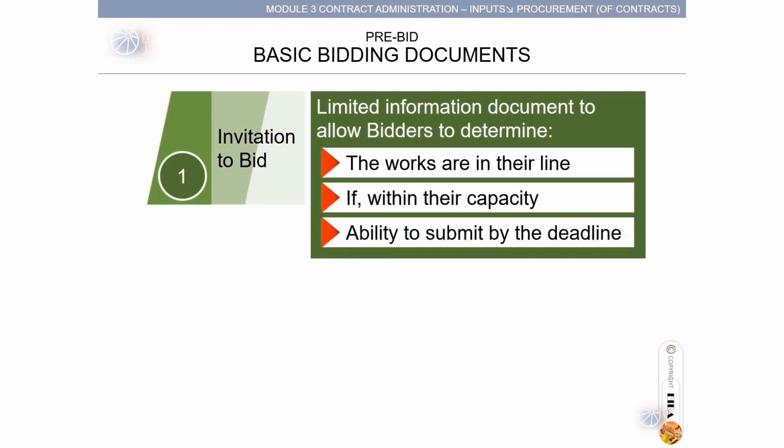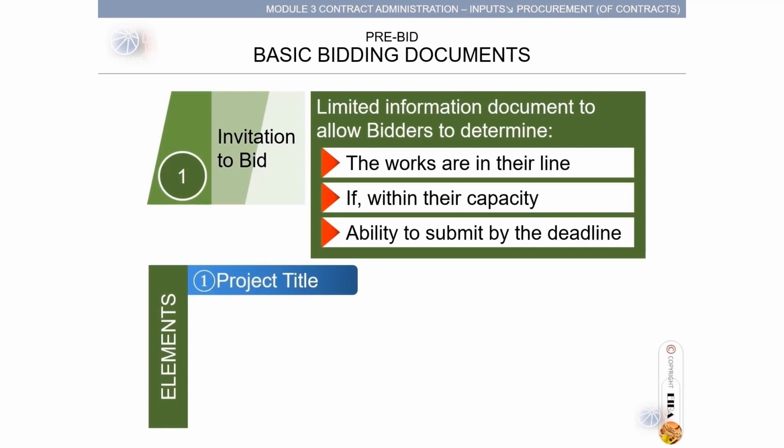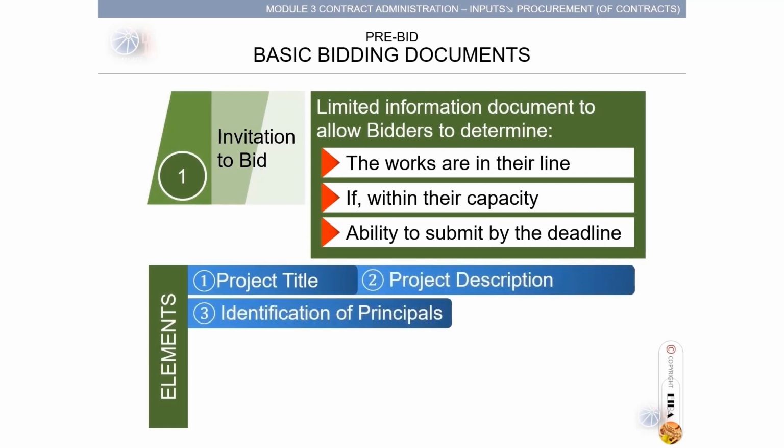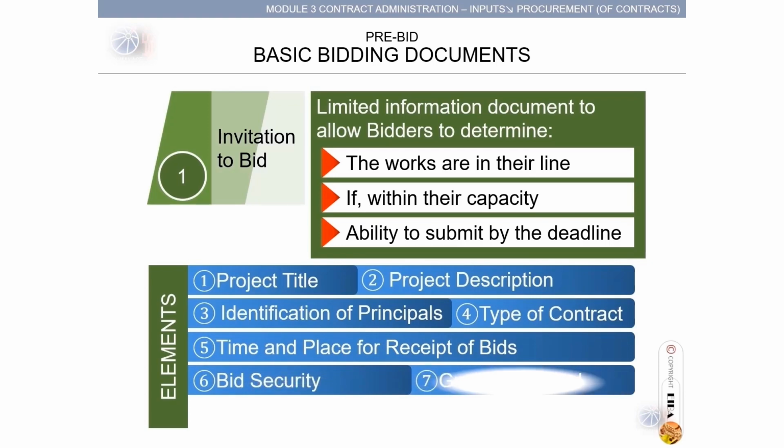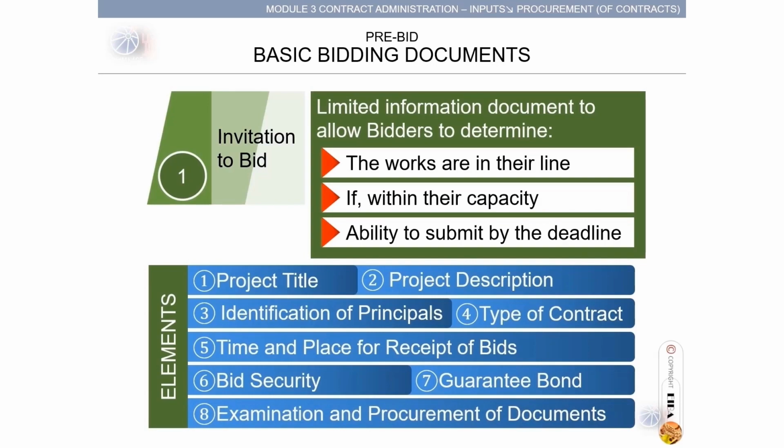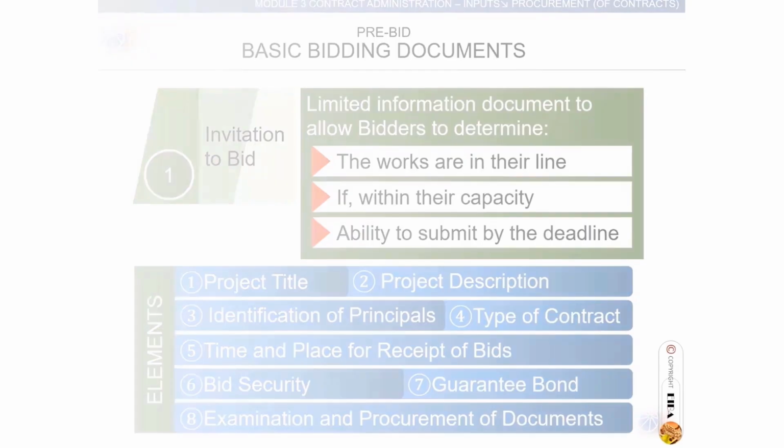The elements in this first step are: 1. Project title. 2. Project description. 3. Identification of principals, the participants in the project. 4. Type of contract, clearly defined. 5. Time and place for receipts of bids. 6. Bid security, furnish. 7. Guarantee bond, proof shown. 8. Examination and procurement of documents by the constructor.